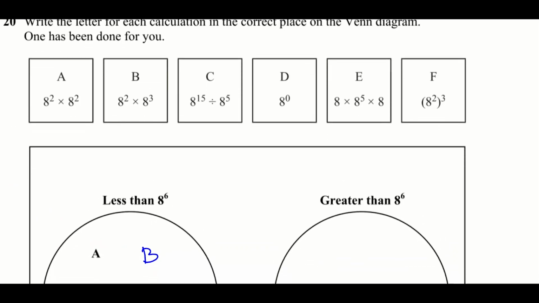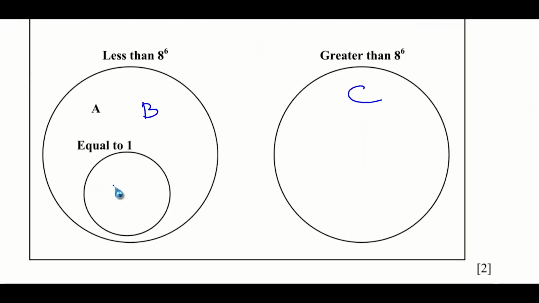And C will be division law of indices. So we pick one of the bases. This will be 8 to the power of 15 minus 5. That will be 8 to the power of 10. So C will be here. Then any number to the power of 0 is 1. So D will be equal to 1. So we'll put it inside this. So D is equal to 1.